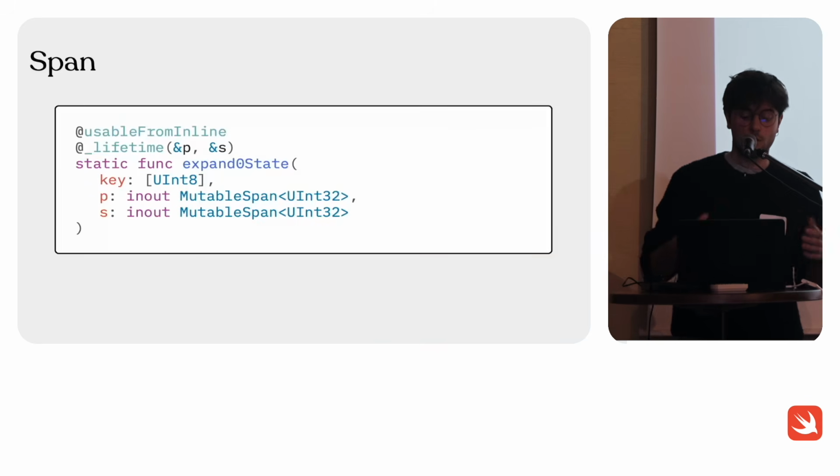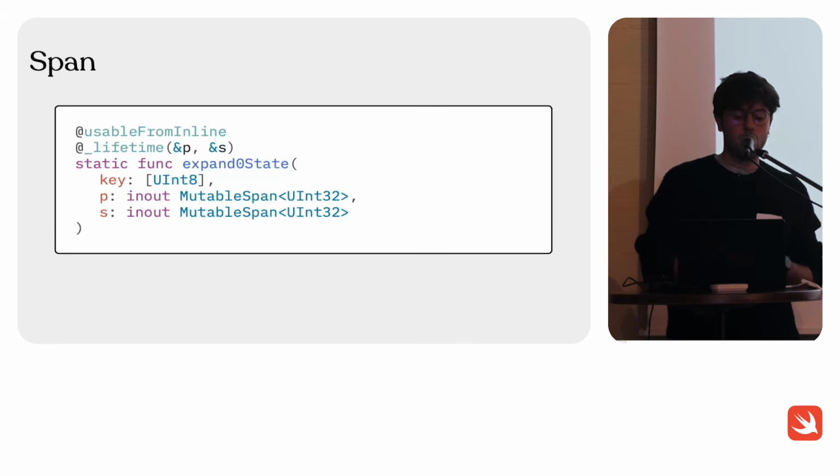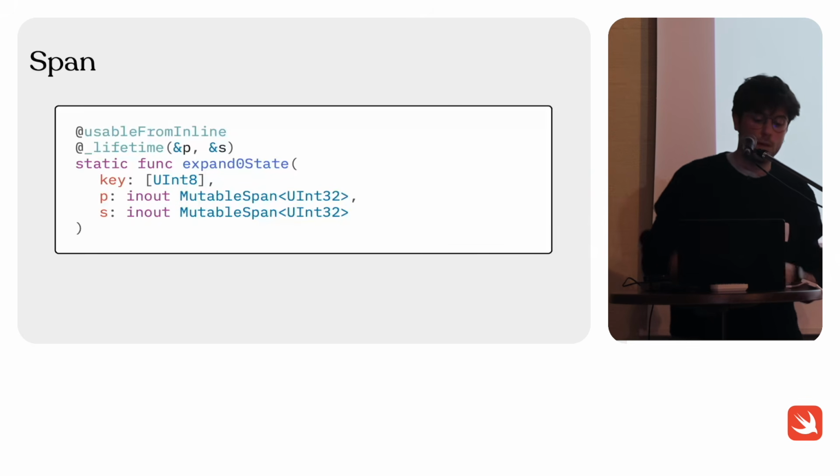So I updated one of my functions to take a mutable span as inout, and this required me to define lifetimes of my two parameters. In this case, I'm really just saying that the lifetime dependencies of P and S, which are my mutable span parameters, are tied to the lifetimes of the data that is passed to them. So the idea is that the P and S parameters don't outlive the memory that is passed to them.